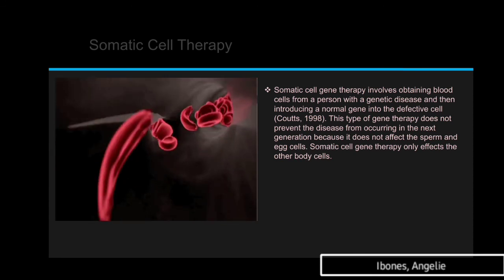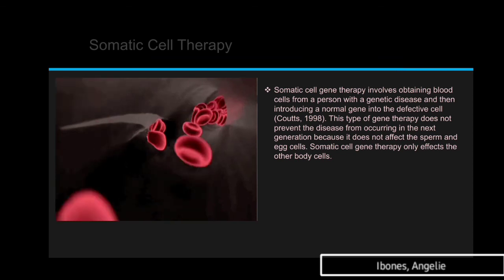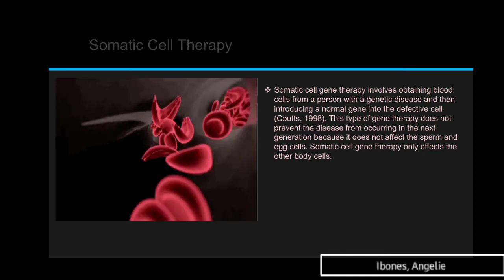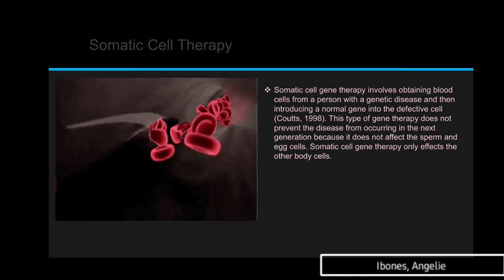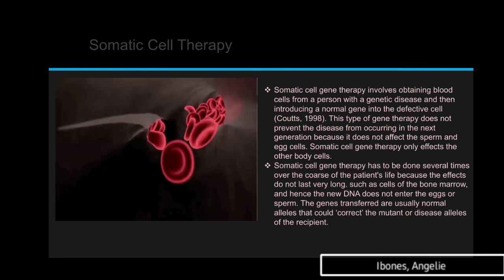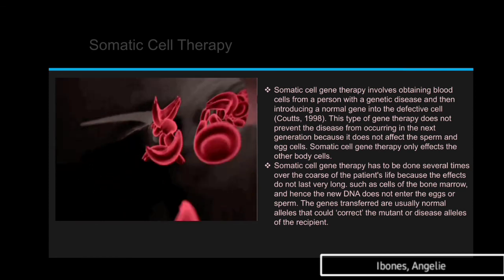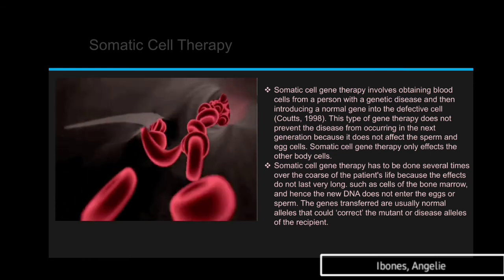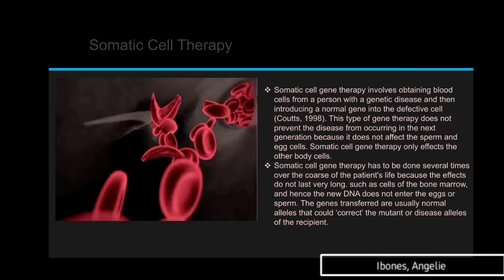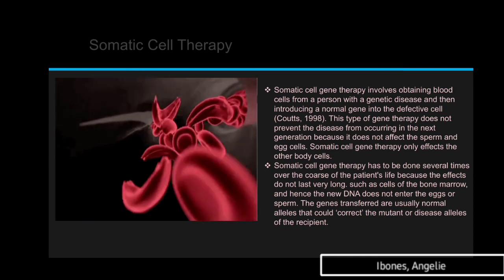Somatic cell gene therapy only affects the other body cells, meaning the affected person would be the patient only. If the disease is hereditary, then the offspring might still suffer the same disease. Somatic cell gene therapy has to be done several times over the course of the patient's life because the effects do not last very long, such as in cells of the bone marrow, and hence the new DNA does not enter the eggs or sperm. The genes transferred are usually normal alleles that could correct the mutant or disease alleles of the recipient.